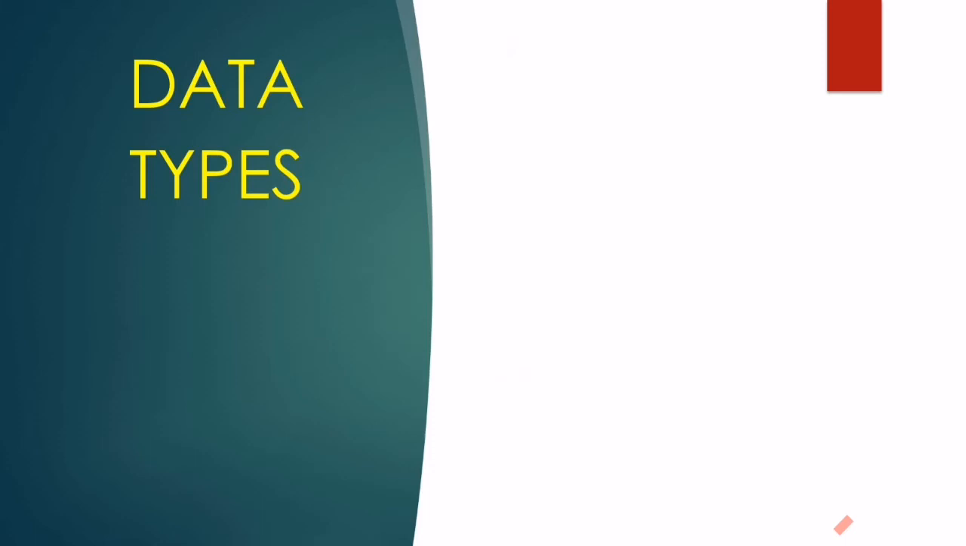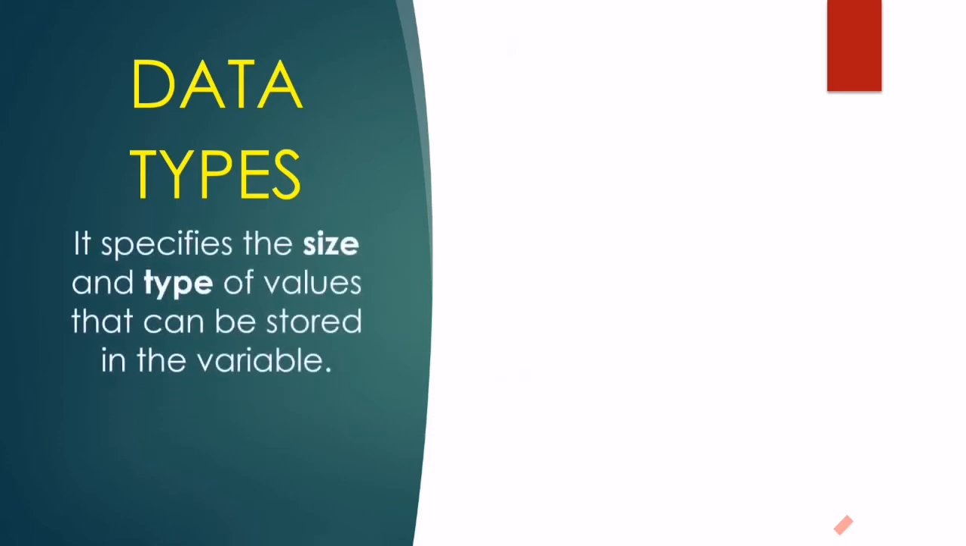Data types. It is used to specify the size and type of values that can be stored in the variable. So we know a variable is a container and it is used to store values. But what is the size of the data and which type of data can be stored inside that variable, everything will be decided based on this data type only.